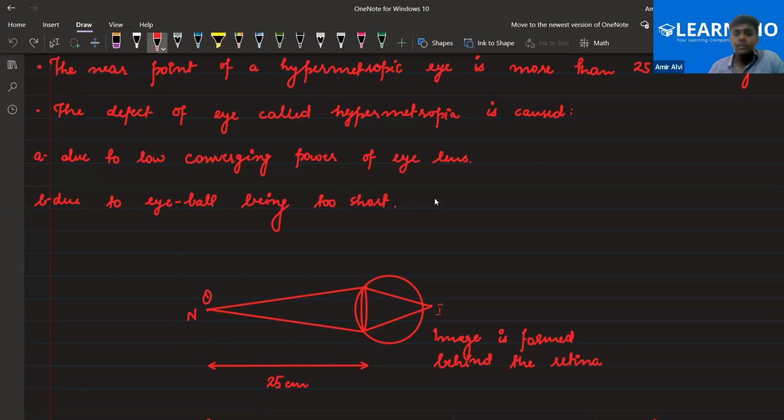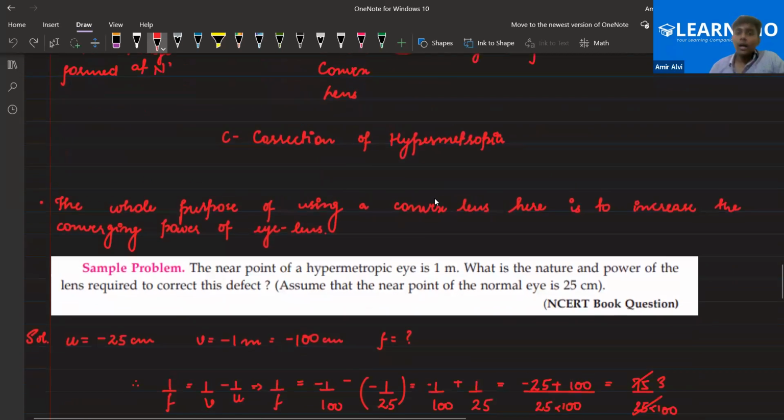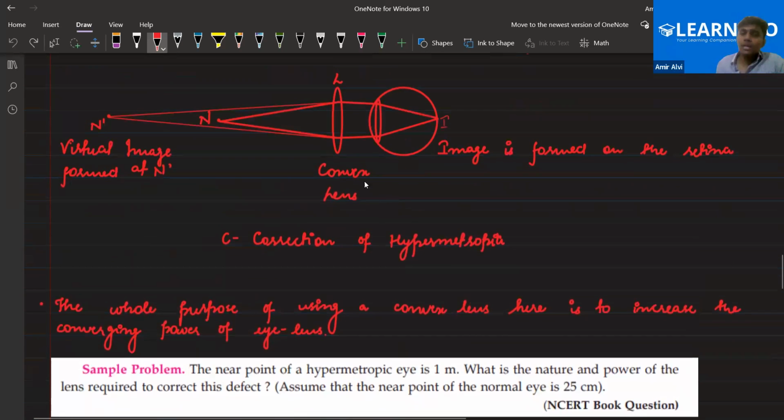So these things we will also discuss in the next part. And basically, the correction of hypermetropia is due to the convex lens, because a convex lens is converging, so it will increase the converging power, because the converging power is decreased. So that's why we use another convex lens to increase the converging power of the eye lens. Am I clear to all of you?